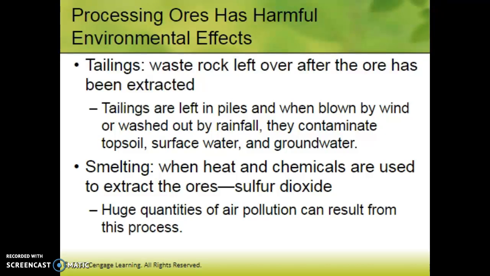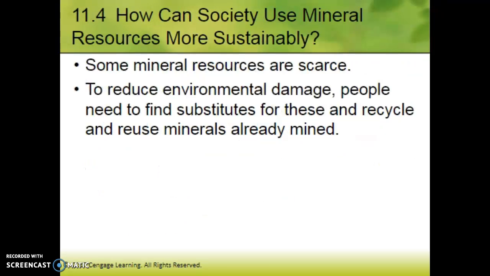And then smelting is where we're going to melt these things down, and we're going to do something with it. So for example, when we use heat and chemicals to extract ores like sulfur dioxide, we pull that out of a rock. And that always results in huge amounts of air pollution. Tons of stuff evaporate off when we go through that process because you're talking about really high temperatures.